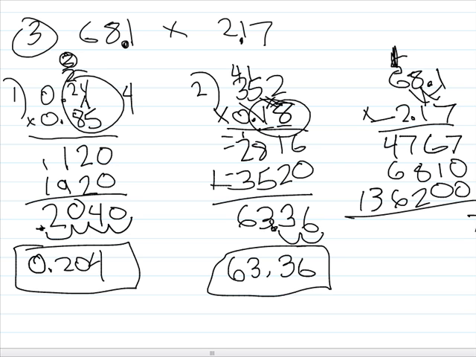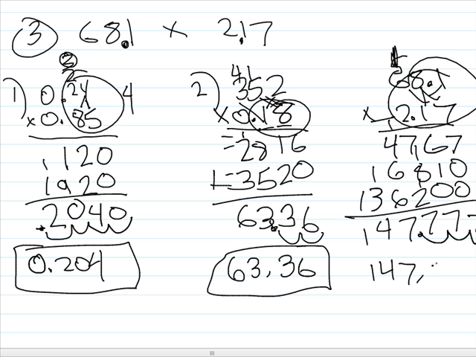Add that all together. 7. 7 plus 8 is 15, plus 2 is 17. Carry the 1. 1 plus 4 is 5, plus 6 is 11, plus another 6 is 17. Carry the 1. 1 plus 3 is 4. And how many decimals did I have? 3. The bell's about to ring. 1, 2, 3. So my answer is 147.777. Oh, and it is the end of RTI.